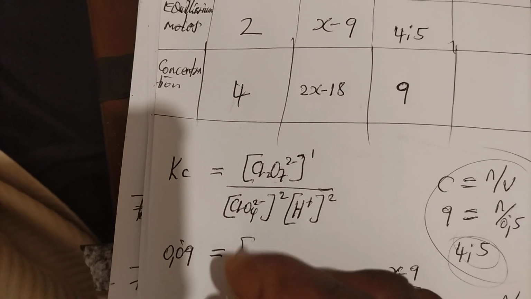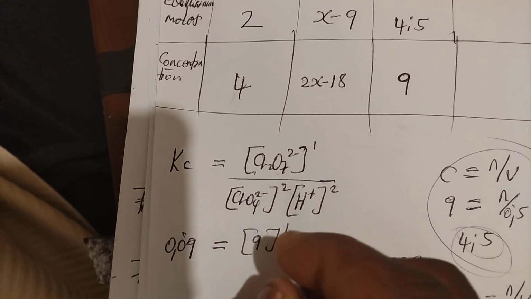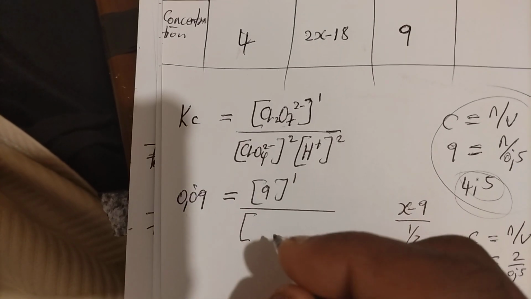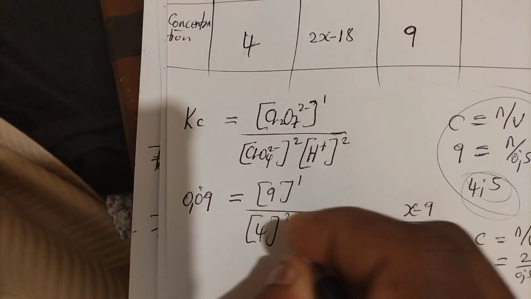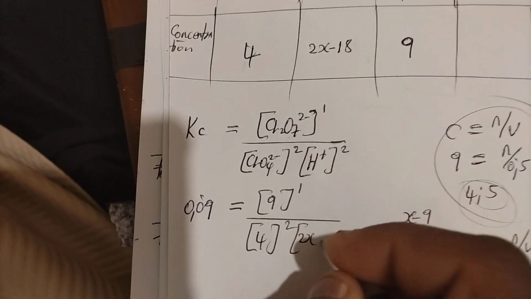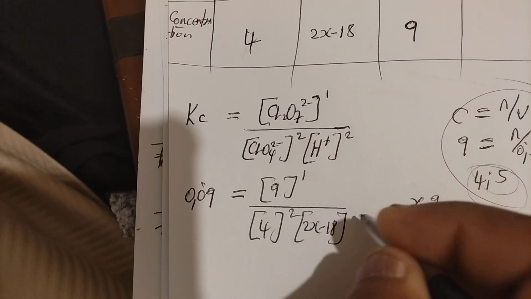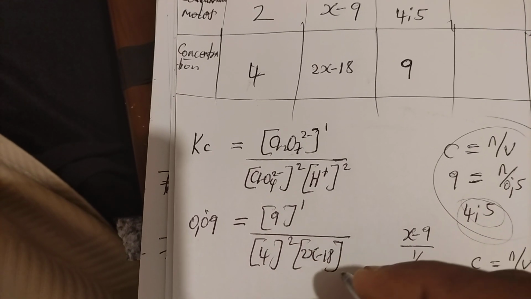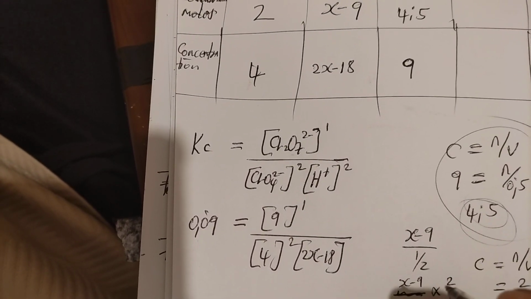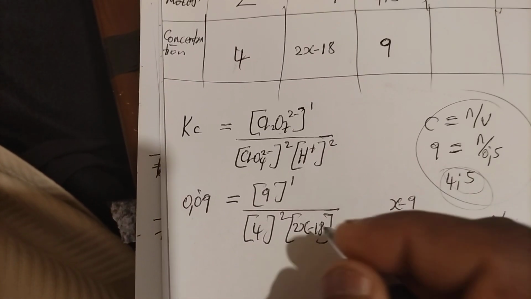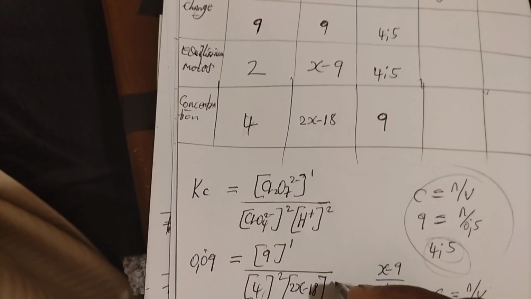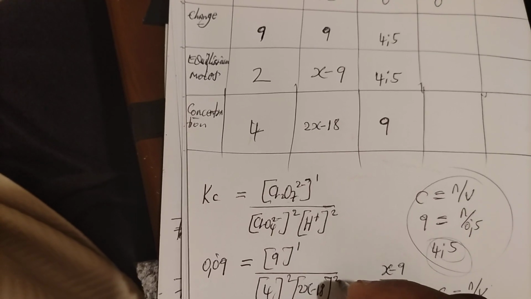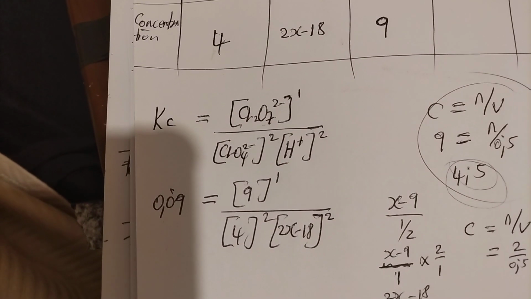And then this is a 9, right? And then at the bottom here we substitute. Here we have what? This is a 4 raised to 2, and this is a 2X minus 18, and this should still be divided by 0.5 since it was LCD, and then raised to a square. Is it a square? Yes, it is a square. Okay, then you can solve it from there.